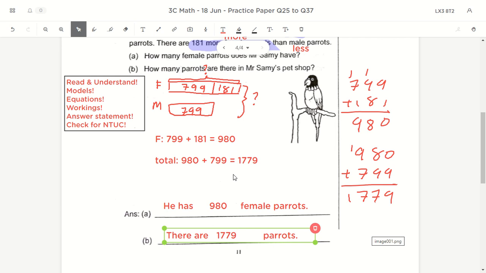Good. This was your homework yesterday. These are the answers. Make sure you clear the corrections and of course do the work first. Today you will finish question 38 all the way to question 45. Some might be difficult. I want you to try. I don't want you to give up. Draw models, give me equations, highlight, do the workings, and do the answer statement. All right, that's all for today. I'll see you back in school on Monday.